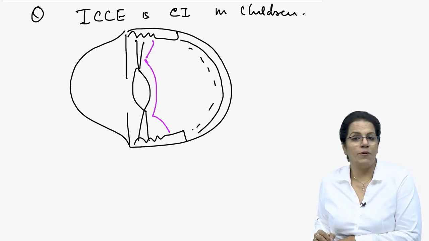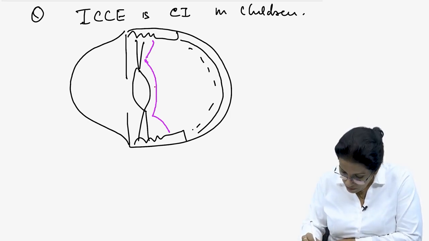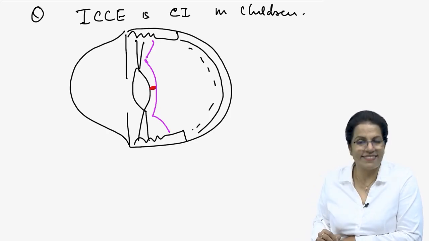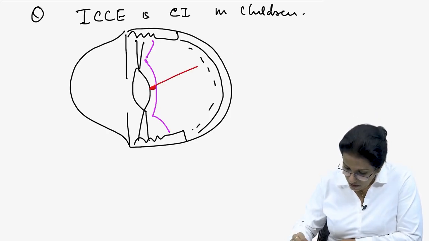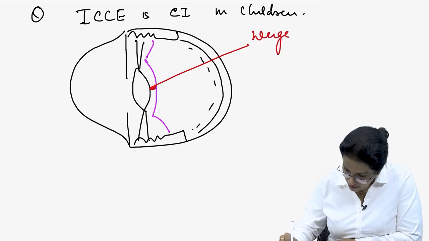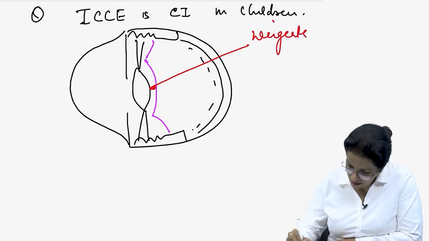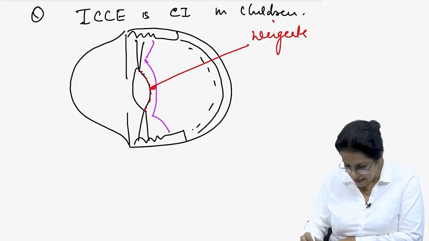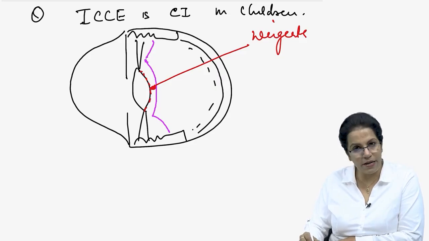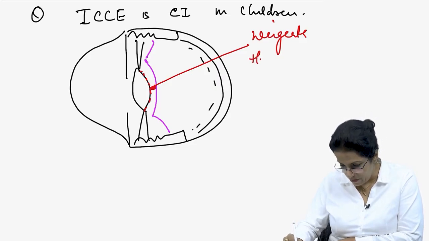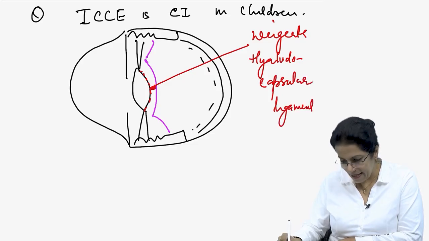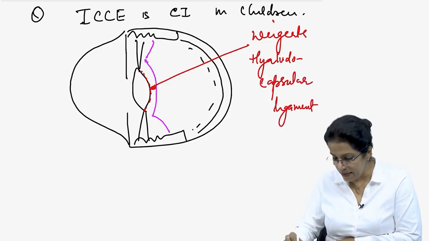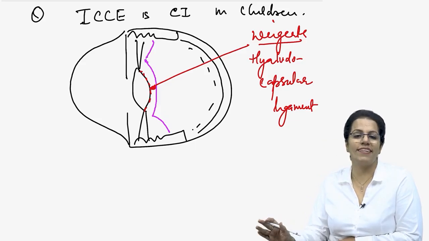In childhood, we have a strong adhesion between the lens and the anterior hyaloid membrane. This is what is called Wegert's ligament, or we can also call it the hyaloideocapsular ligament, because it is the posterior capsule that has an attachment with the anterior hyaloid membrane. Correct? So this is Wegert's ligament or hyaloideocapsular ligament.